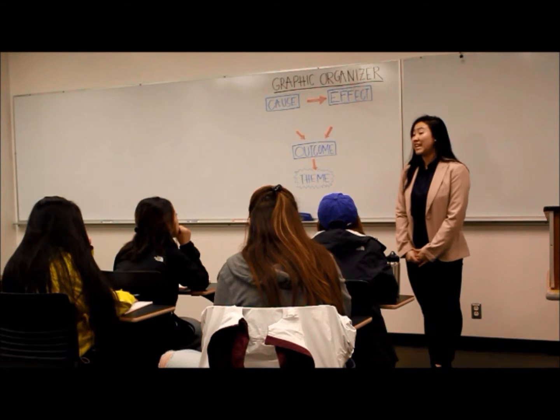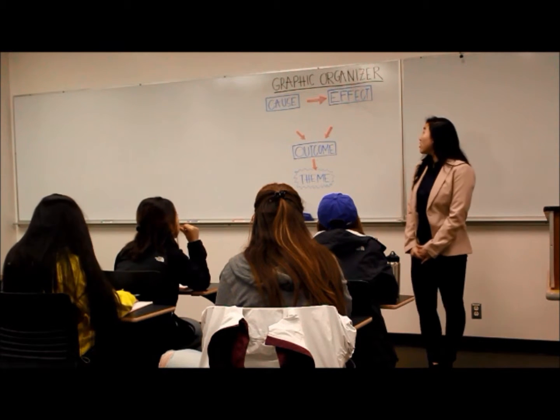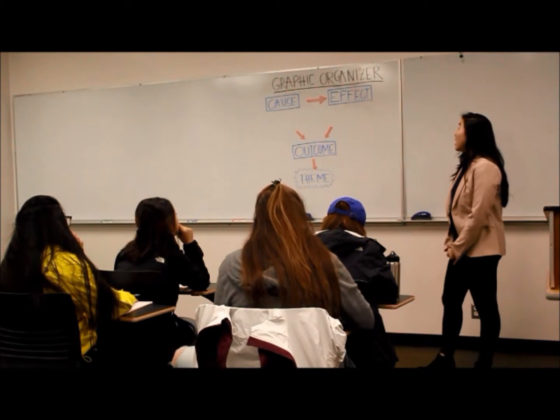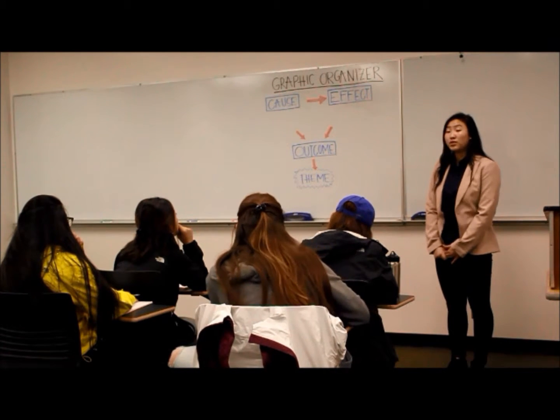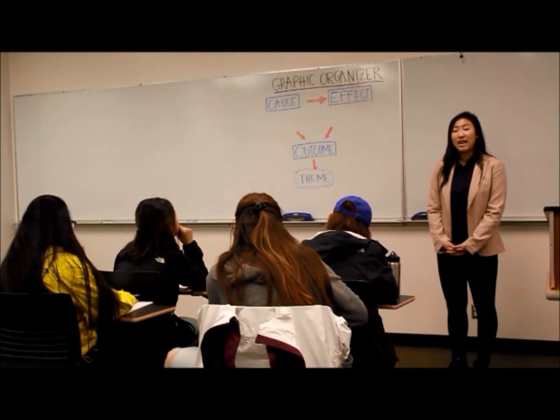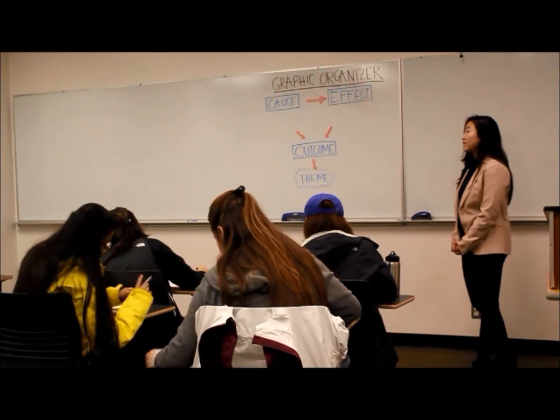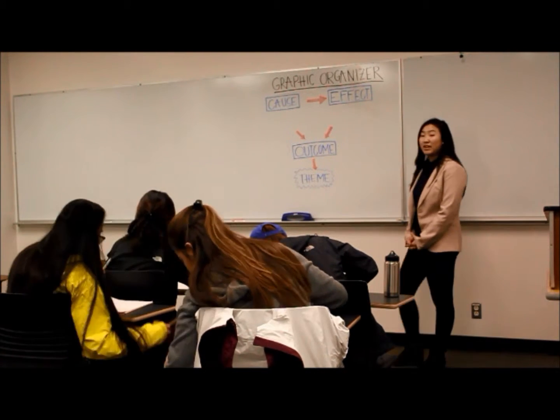Today's objective is identifying theme. Now I know we've been reading Romeo and Juliet all last week, so today we are going to use a graphic organizer as a tool to uncover the theme in the story. Now at this time, can everyone take out their Romeo and Juliet plays? Once you're done, look up at me so I know you're ready.